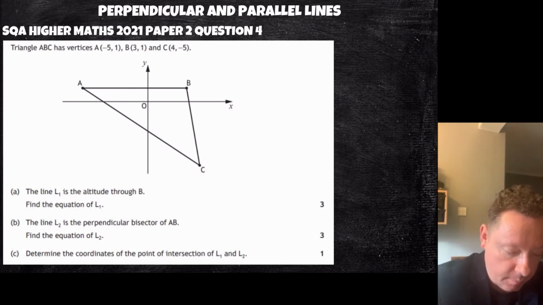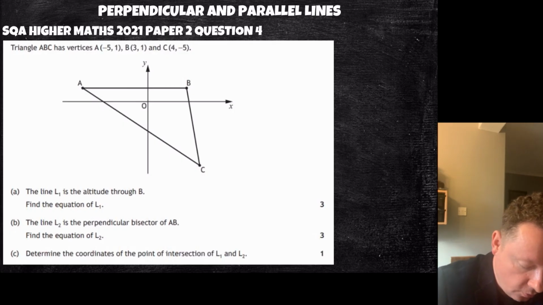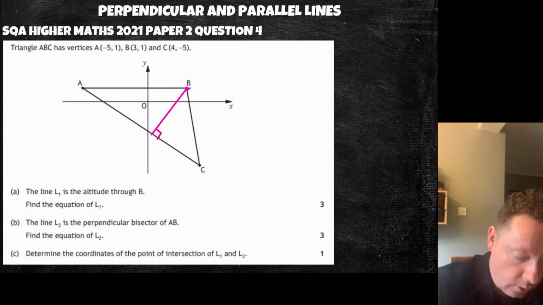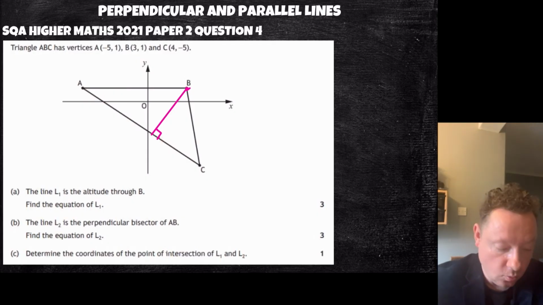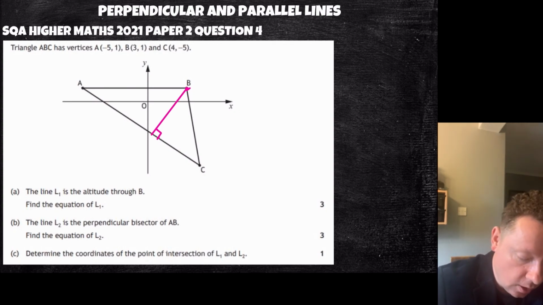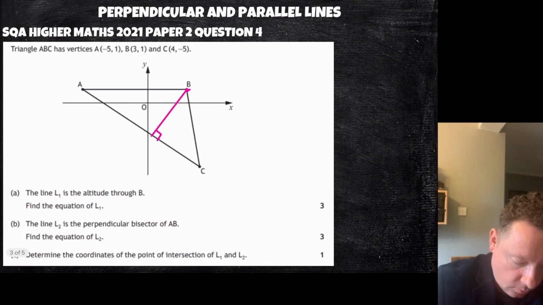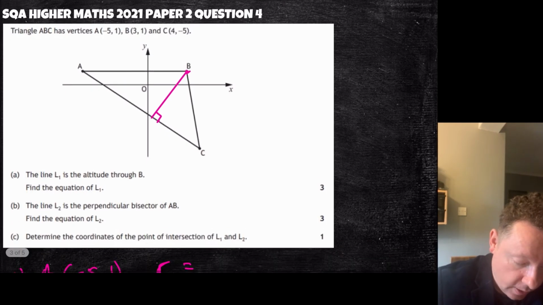So I always like to annotate my lines here to see what it's asking me. So it's through B, so there's B. So I'm going down at right angles because that's what an altitude is. It cuts the line opposite it at right angles. So I am going to need the gradient of this line, but I've not got a point, so if I find the gradient of AC, I can use m1 times m2 equals minus 1, and then I can use the point B and y minus b equals m(x minus a). So let's start off with finding the gradient of A to C. A is (minus 5, 1), and C is equal to (4, minus 5).